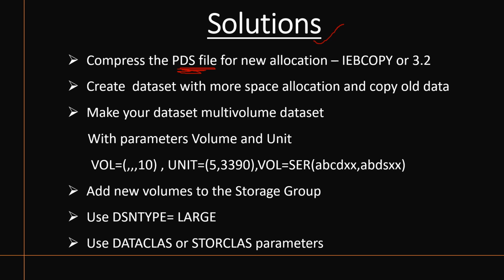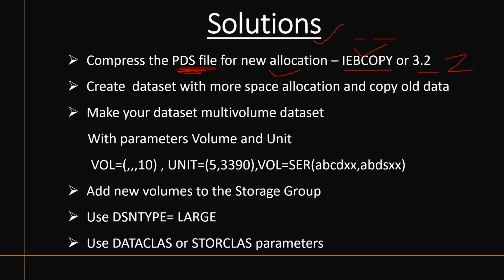submit an IEBCOPY job. For that job, put the input and output as the same file, and the dataset will be compressed. You can give Z in front of that dataset, and it will be compressed. From 3.2 also you can compress that dataset. When you have compressed it, your member will be saved. You'll get enough space there and your member will be saved.